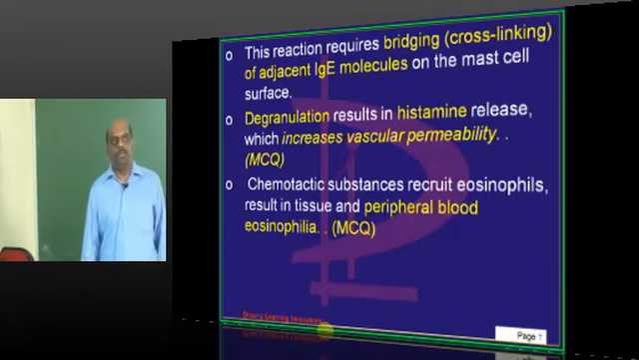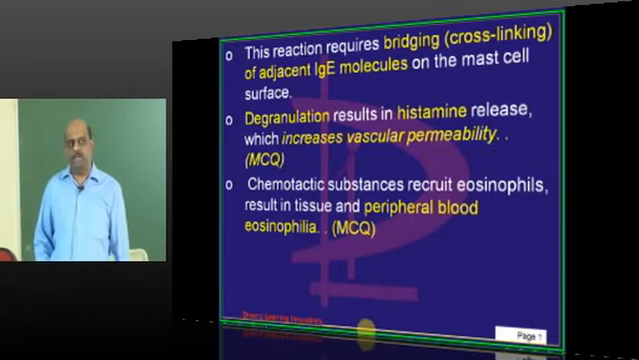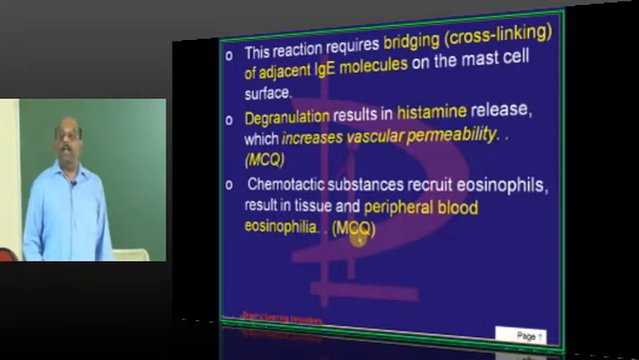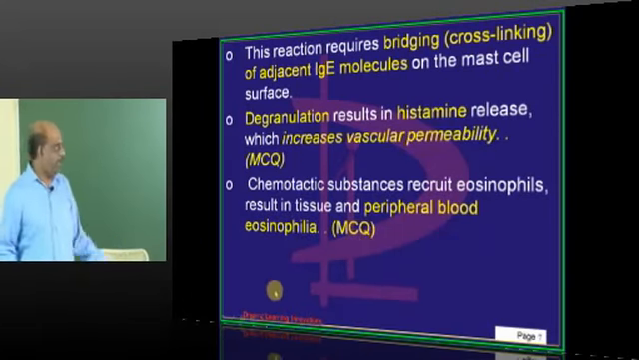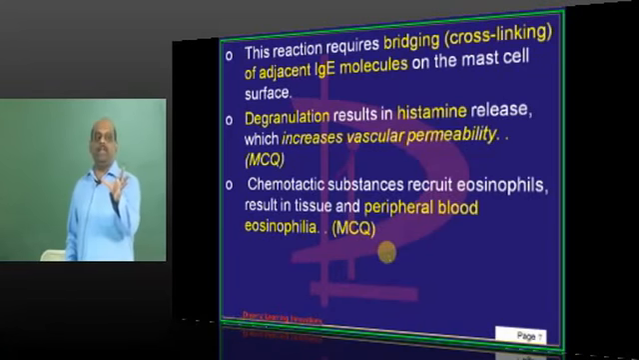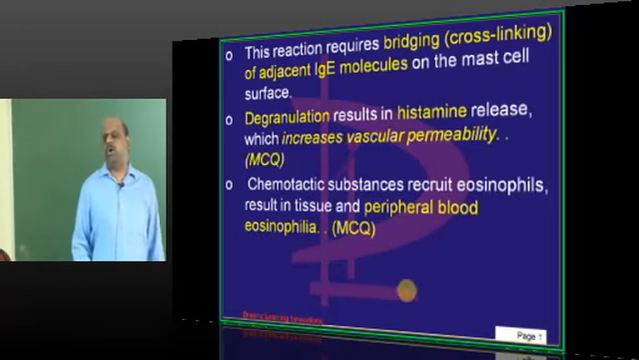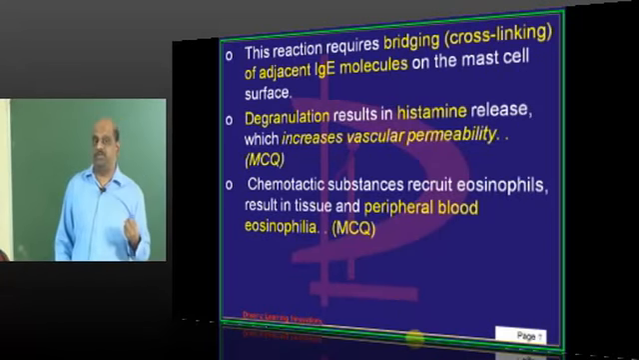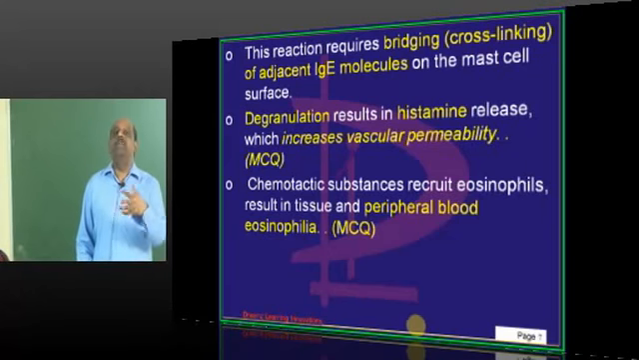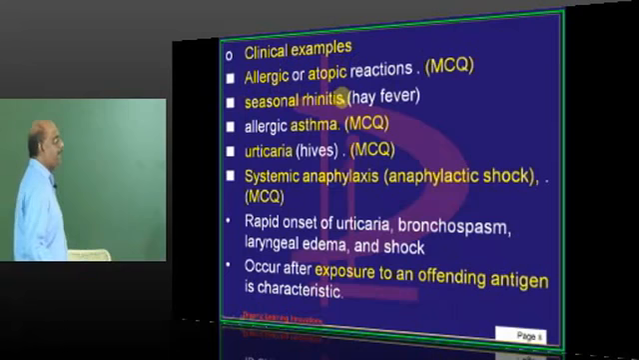So, the degranulation mainly releases histamine. Histamine increases the vascular permeability. Then another important feature of type 1 reaction is that one of the mast cell degranulation products is a strong chemotactic factor for the eosinophils. Hence, eosinophil infiltration is one of the classical features of the type 1 hypersensitivity reaction.